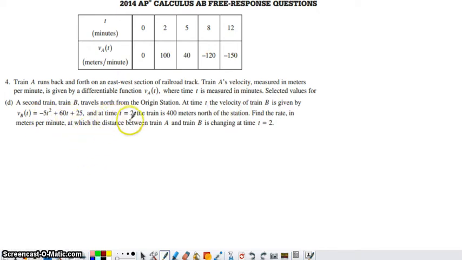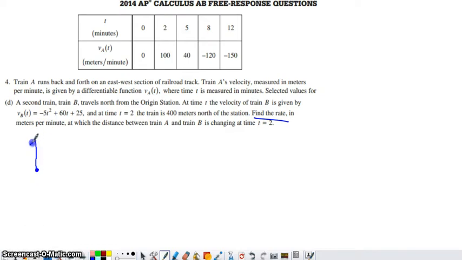They tell us at t equals 2, this train is 400 meters north of the station. Find the rate in meters per minute at which the distance between train A and train B is changing at time t equals 2. So we want to find a certain rate given other rates. This is a related rates situation, and anytime we have a related rates problem, we typically like to draw ourselves a picture. So here's the origin station.